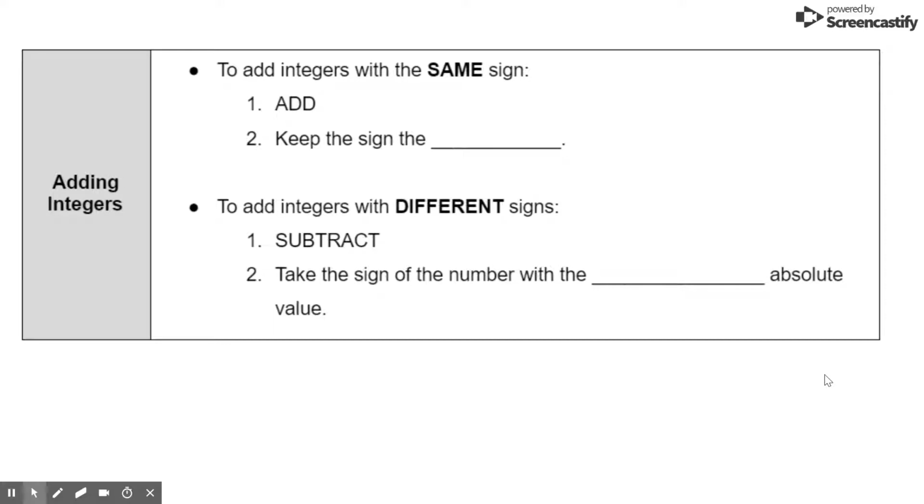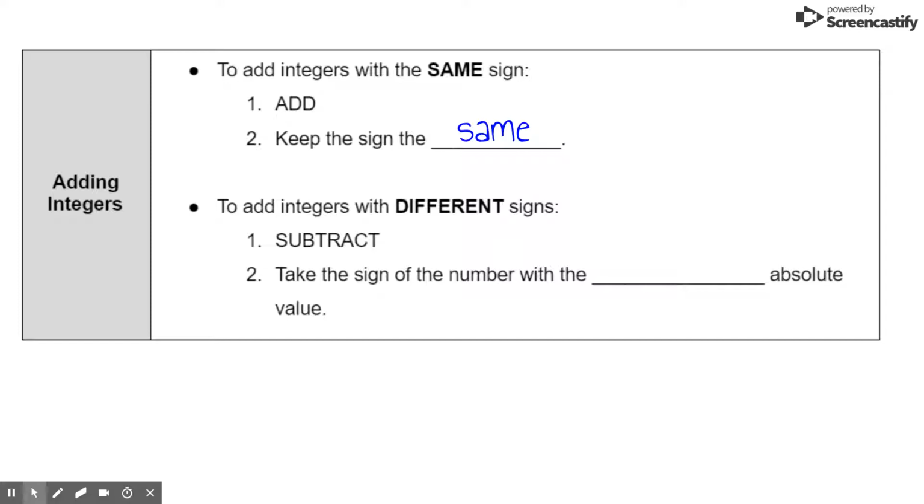Before we move on with word problems, let's do a quick review of the adding integer rules that we discussed in class yesterday. First, we learned that if I'm adding integers with the same sign, so a positive and a positive, or a negative and a negative, then I'm going to add the numbers together and keep the sign the same. So if I'm adding two positives, my answer will be positive. If I'm adding two negatives, my answer will be negative.